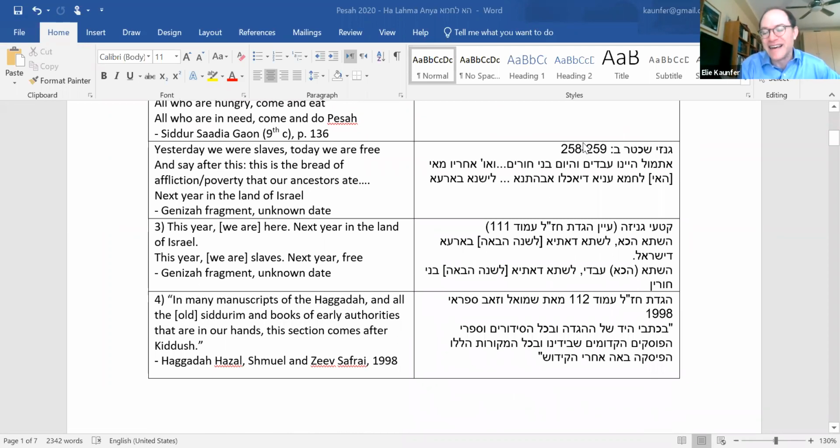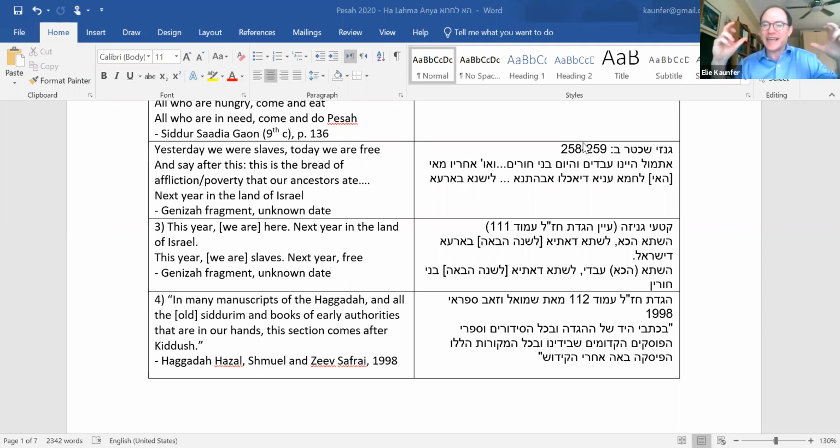In some versions of the Genizah, it just has Hashata Hacha, L'Shana Haba'a B'Eretz Yisrael, Hashata Avdei, L'Shana Haba'a B'nei Chorin. Forget about Ha Lachma Anya and forget about Kol Dichfin. They just have a request.